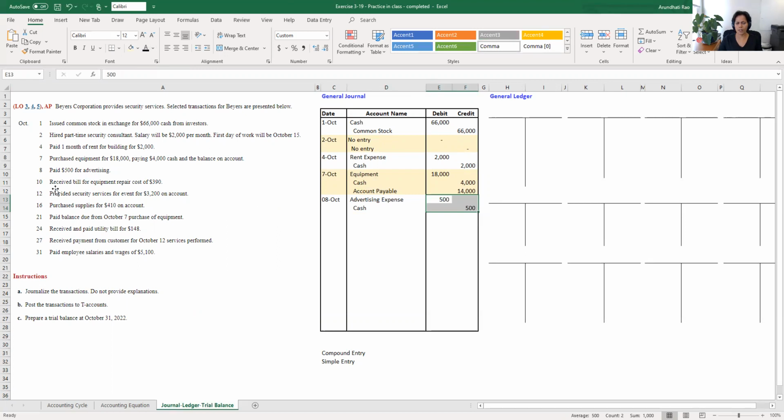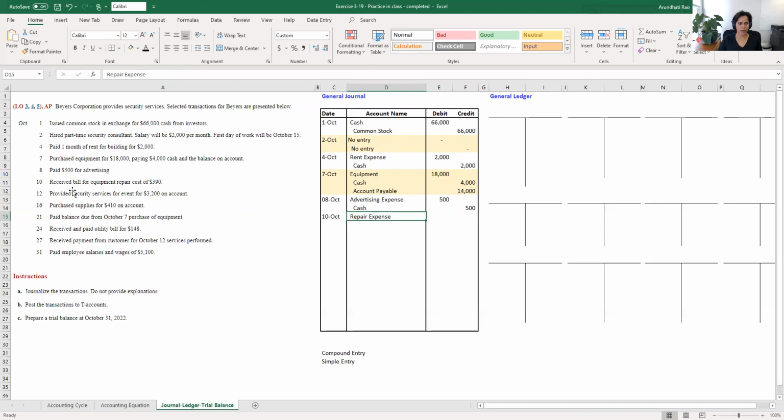On the 10th, I received a bill for equipment repair cost of $390. So I purchased that equipment and I got to do some repairs over there. Repairs expense is the account I'm going to debit, not the equipment account. So first of all, let's write our date, October 10th. Repairs expense is debit. And did I pay cash for this?